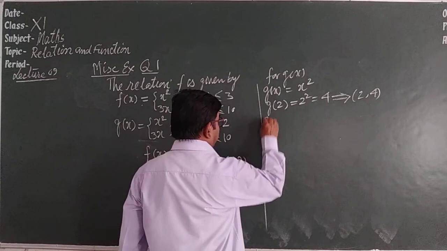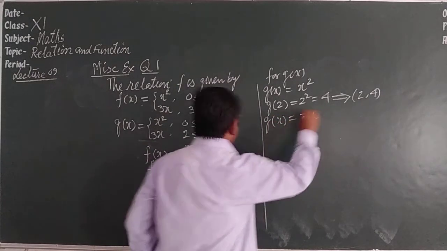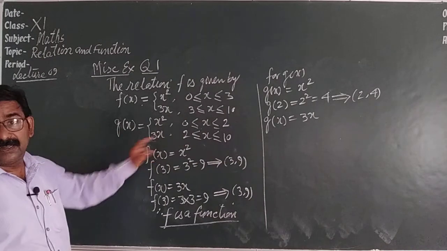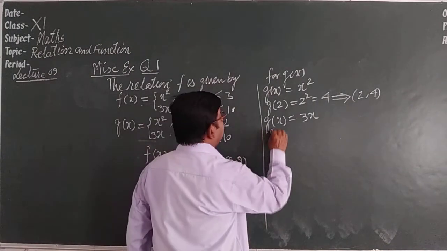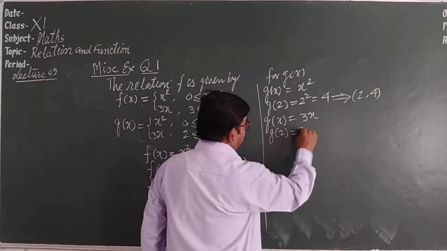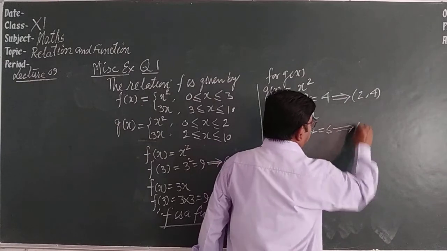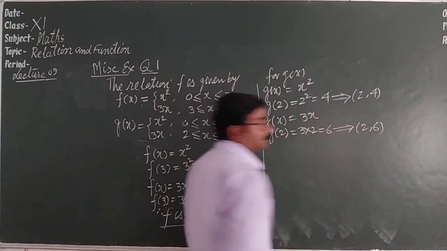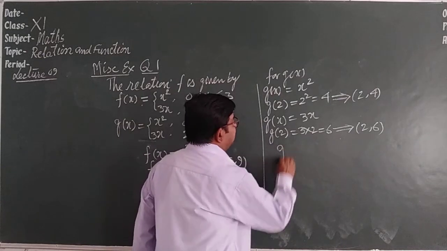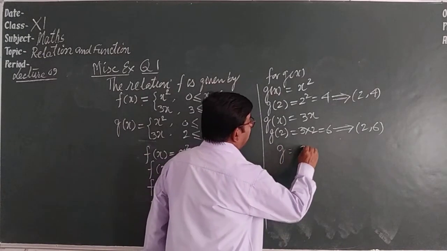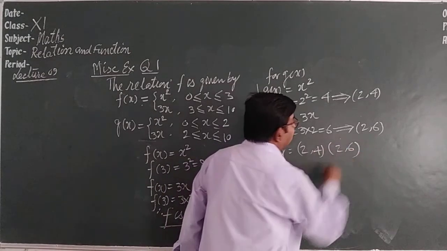Now another function, gx is equal to 3x. Again we are going to find at the common limit 2. So we have g2 means 3 into 2 is equal to 6. So its ordered pair is what? 2 comma 6. So see, we have g. What is the ordered pair? 2 comma 4 and 2 comma 6.